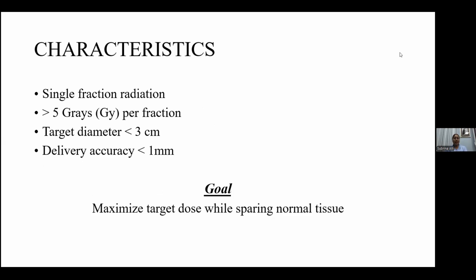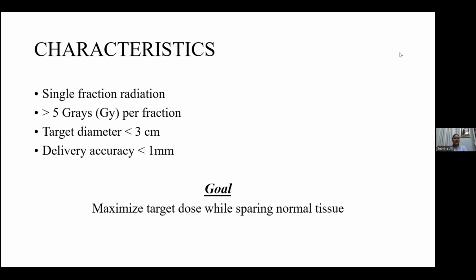It's single fraction radiation, and it's typically more than 5 grays per fraction. Gray is the unit that we use to measure radiation. Basically, 1 gray is equal to 100 rad, and we generally give more than 5 grays per fraction in a single fraction radiation setting. The target diameter of these tumors or malformations must be less than 3 centimeters, and the delivery accuracy is to less than 1 millimeter.